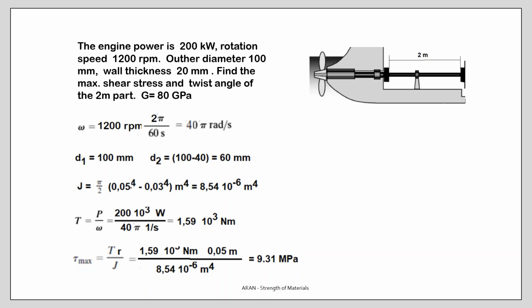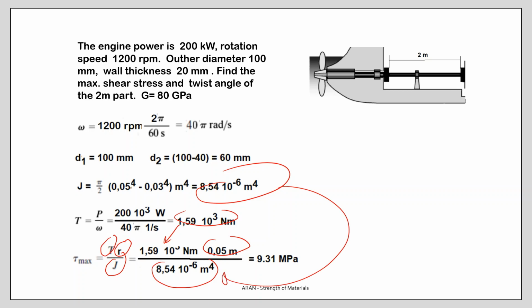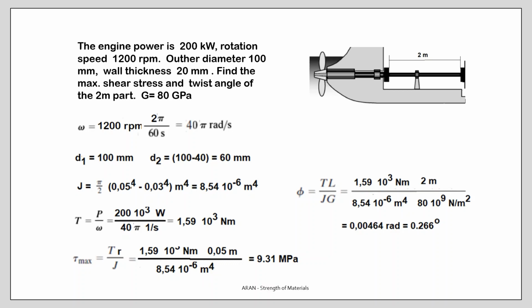Next, you know the torque. You know the outer radius, and this is your J, which you have already calculated. The torque here, this is your radius, and that's your polar moment of inertia. And the maximum shear stress on the surface of this 2-meter shaft is 9.31 megapascals.